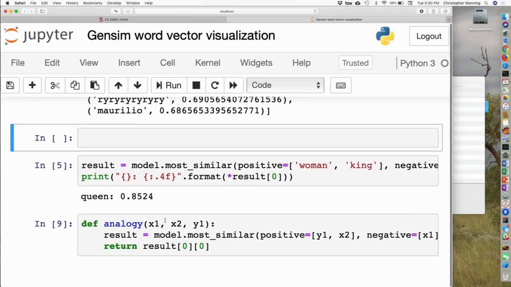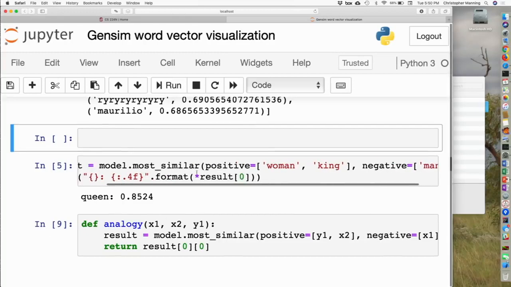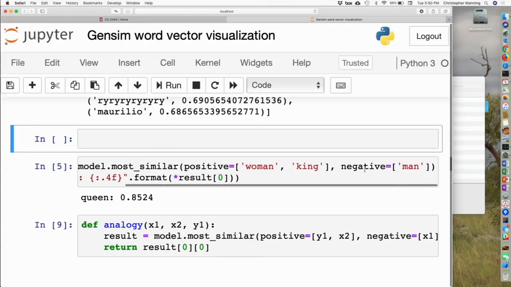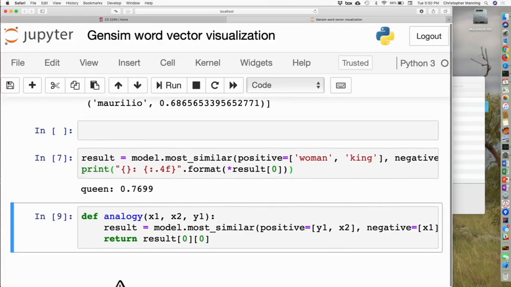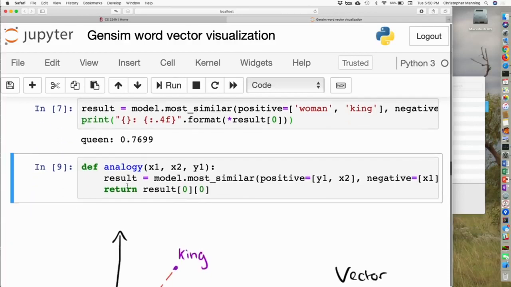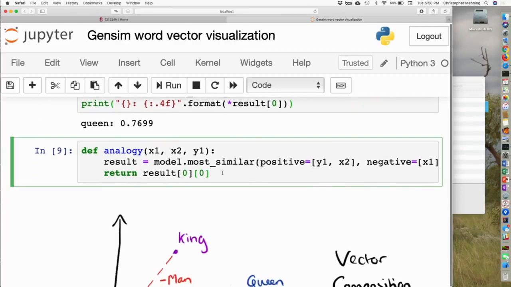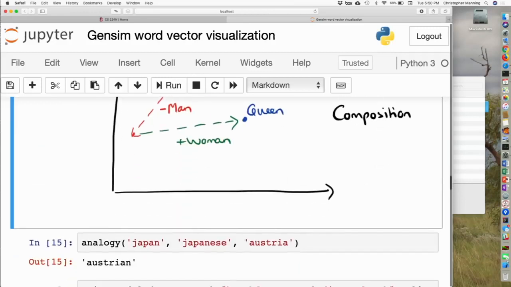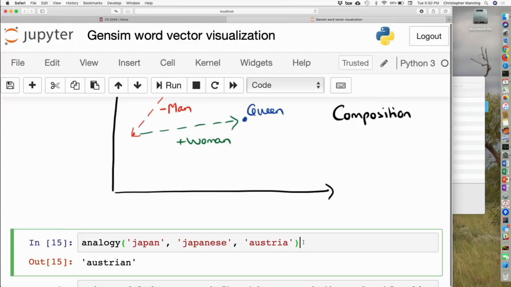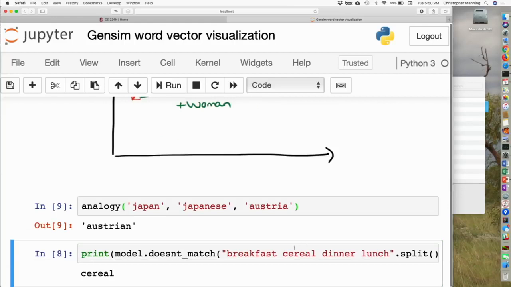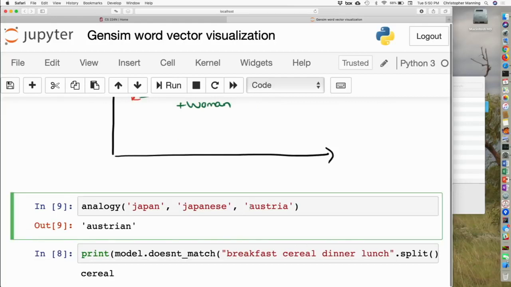We could do that manually. Here it is manually: most similar, positive woman, king, negative man. We can run this, and lo and behold, it produces queen. To make that a little bit easier, I defined this analogy predicate, so I can run other ones. I can run another one like analogy Japan, Japanese, Austria is to Austrian. I think it's fair to say that when people first saw that you could have this simple piece of math, run it, and learn meanings of words, it actually blew people's minds how effective this was.